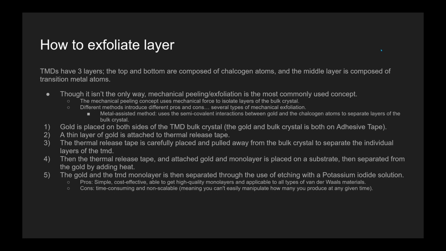Then, the thermal release tape and attached gold monolayer is placed on the substrate, then separated from the gold by adding heat to the thermal release tape. The gold and the TMD monolayer are then separated through the use of etching with a potassium iodide solution. The pros of mechanical exfoliation are that it's simple, cost-effective, you're able to get high-quality monolayers, and it's applicable to all types of van der Waals material. The cons are that it's time-consuming and non-scalable, meaning you can't easily manipulate how many you produce at any given time.